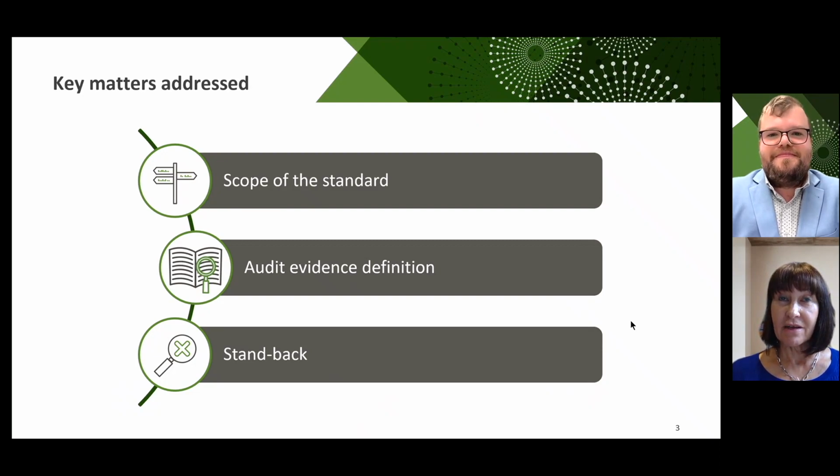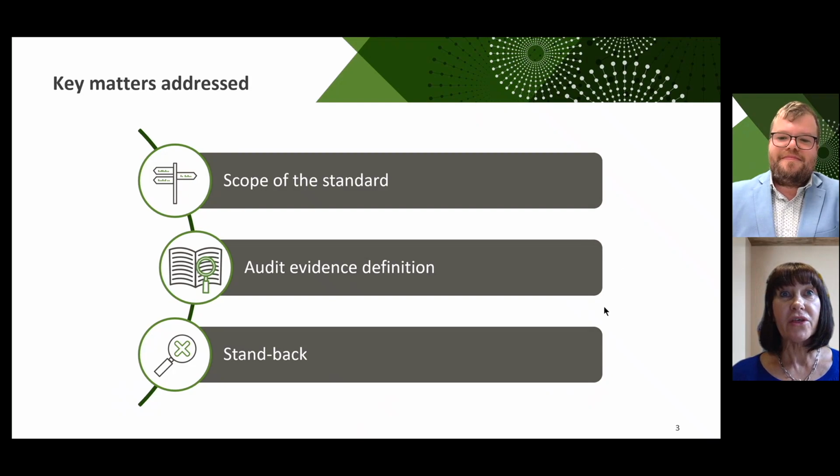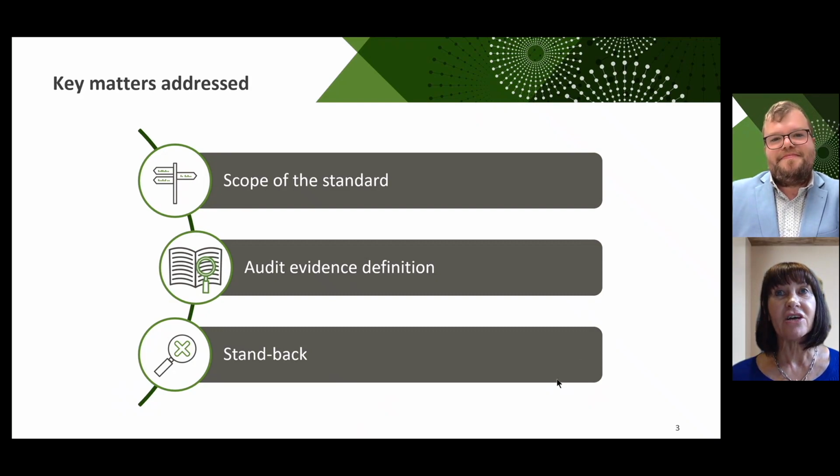Now, the appendix of the proposed standard provides examples of other auditing standards where audit evidence may need to be obtained for specific matters. And the appendix also provides a useful list of audit procedures that the auditor may use to obtain audit evidence. Also, the definition of audit evidence has been revised and simplified. And a stand-back paragraph has been introduced to assist the auditor to evaluate whether sufficient appropriate audit evidence has been obtained.